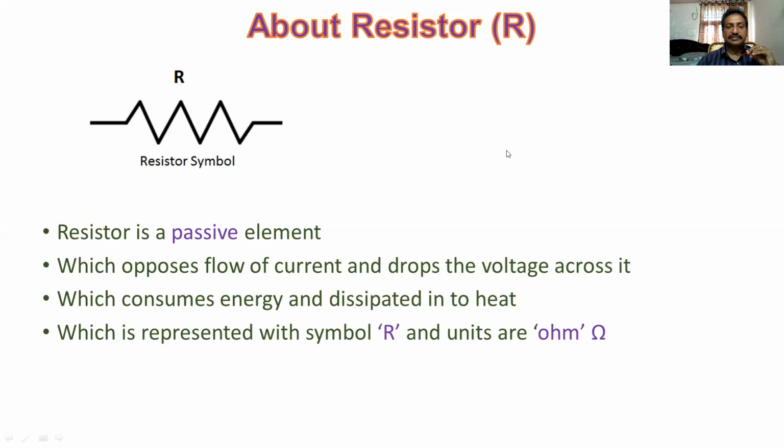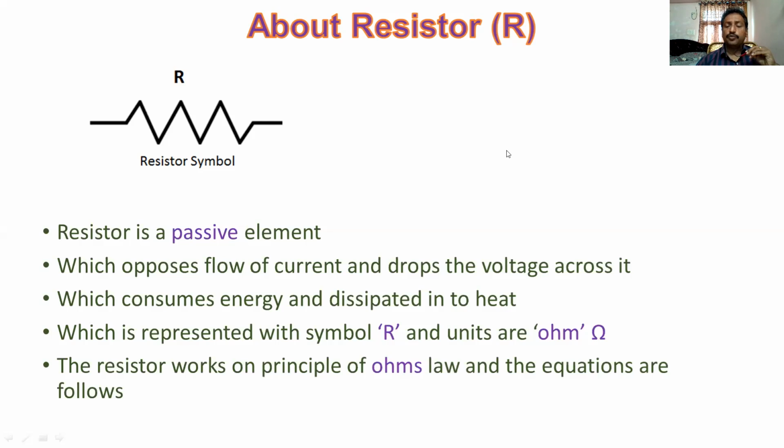It is represented with the letter R, and there is a difference between resistor and resistance. A resistor is a device. Resistance is the property of a device. The property of a resistor is measured in units of ohms. So this is the difference between resistor and resistance.